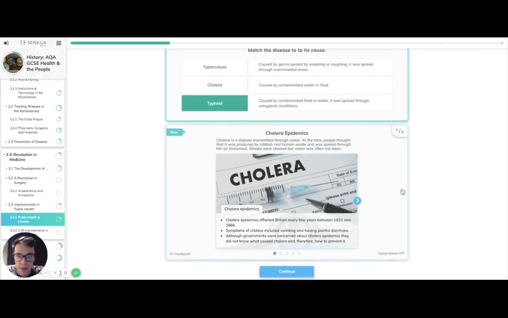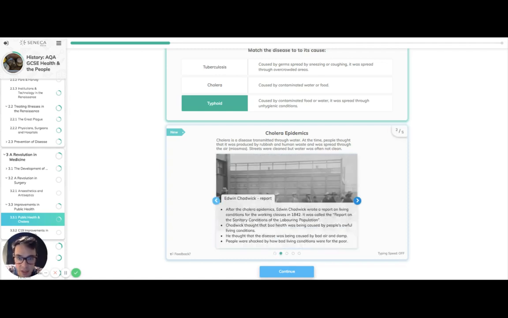If we continue and look at cholera, cholera is transmitted through water. At the time, people thought it was produced by rubbish and human waste and was spread through miasma, which is a theory that was then disproven. Cholera epidemics happened in Britain every few years between 1831 and 1866, and the symptoms included vomiting and diarrhea, both of which aren't particularly pleasant.